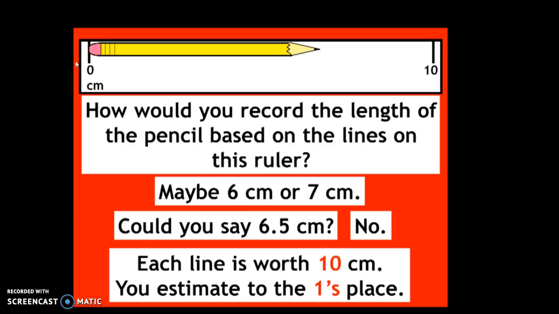Every line on this particular ruler is worth 10 centimeters. So you would estimate to the ones place. You estimate 1 power of 10 smaller than what the lines are worth. So in this case, we could say 6, we could say 7, but that's all we could do.